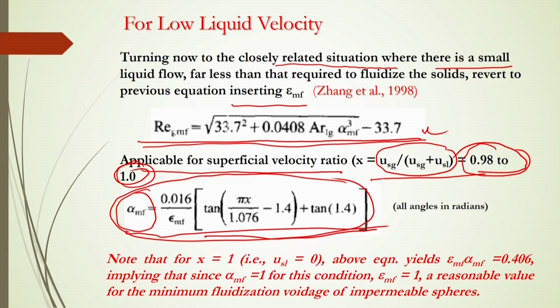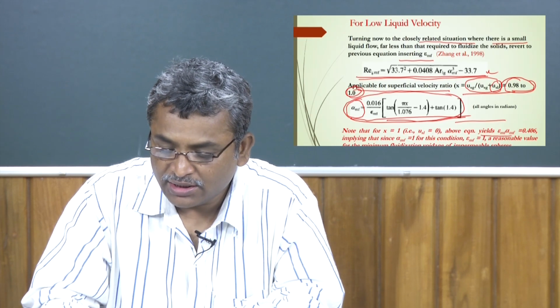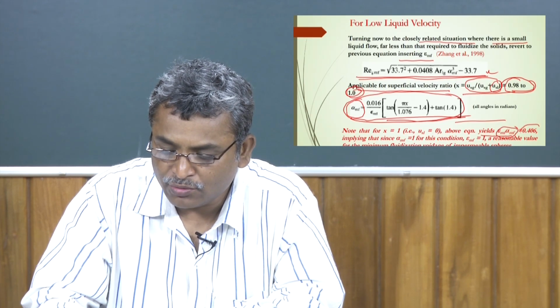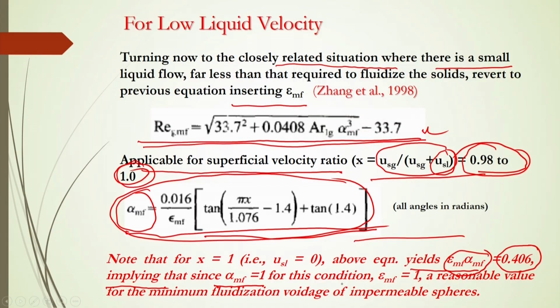Note that here if x is equal to 1, that means the ratio of gas velocity to the mixture of gas and liquid equals 1. That means if USL equals 0, there is no flow of liquid. The above equation yields that epsilon mf into alpha mf will be equal to 0.406, which implies that since alpha mf equals 1 for this condition, epsilon mf is equal to 0.406, a reasonable value for the minimum fluidization voidage of impermeable spheres. So, this is very important to be noted down.